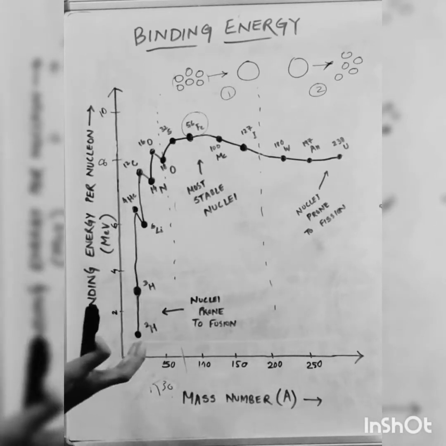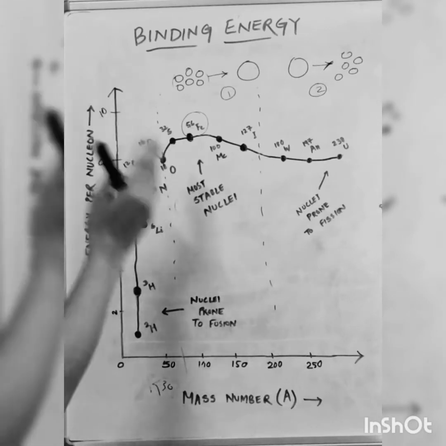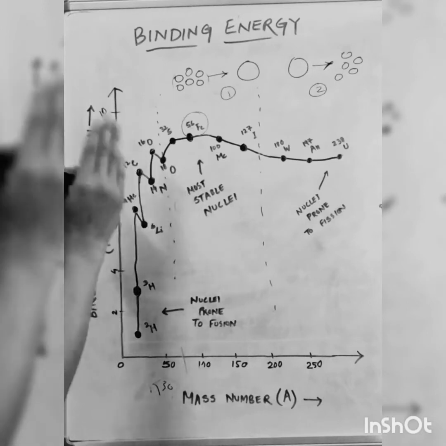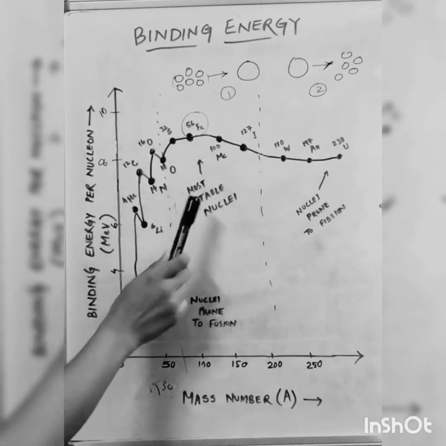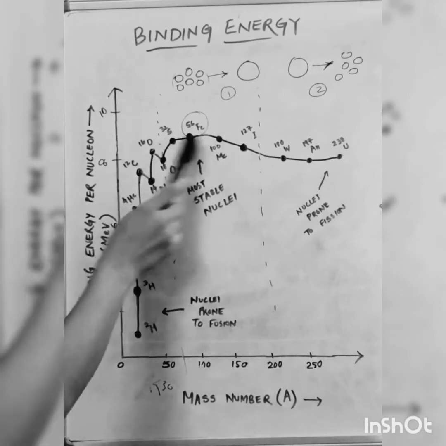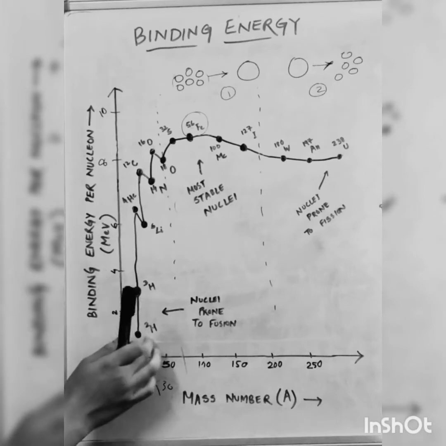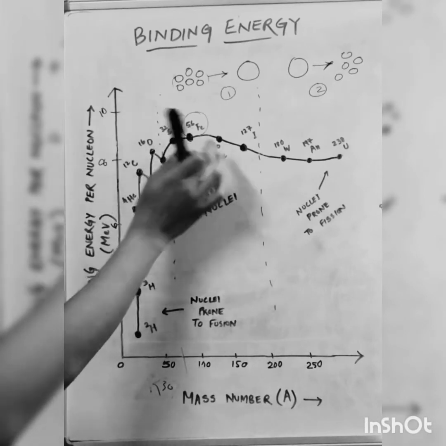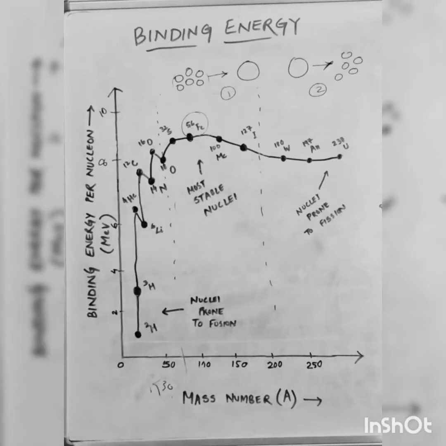They have more attractive force in the nucleus, and you need to provide much more energy to break those nuclei. Most stable nuclei means that to break them, you need to give much more energy. To break a nucleus you have to give a lot of energy. So these nuclei are the most stable nuclei in nature.